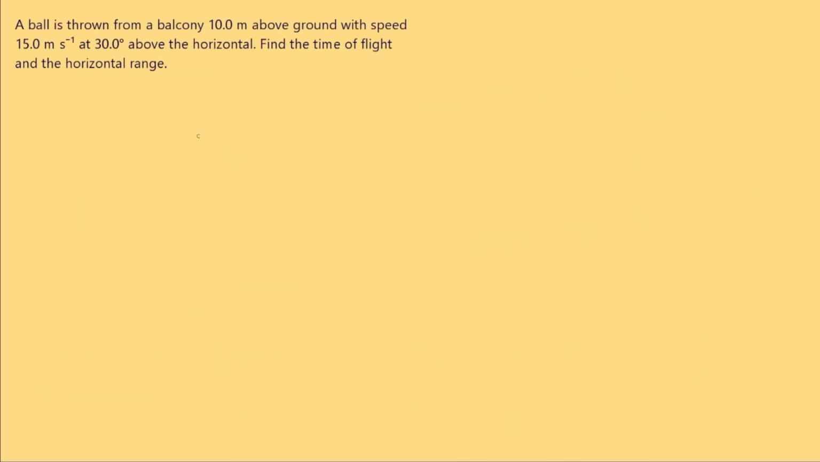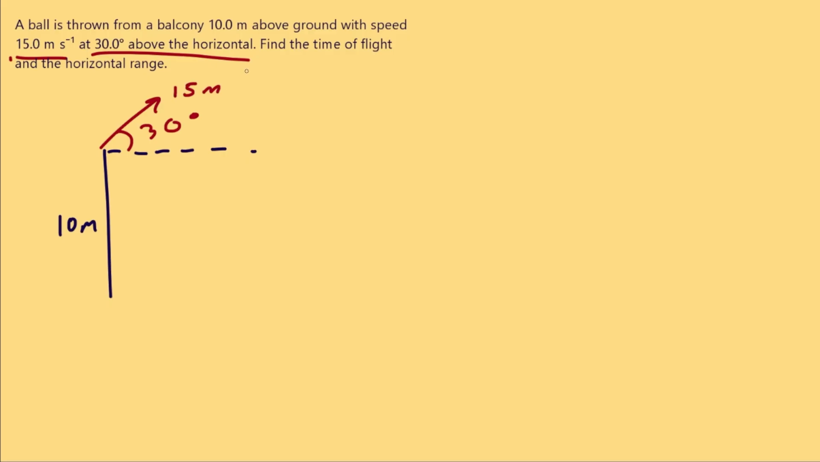Next problem. A ball is thrown from a balcony that is 10 meters above the ground with a speed of 15 meters per second at 30 degrees above the horizontal. So above the horizontal is, imagine a horizontal line, and you go up and up until you reach 30 degrees. That is our launch vector. So you notice this is different to the previous problems. It's not just something rolling off in a straight line. And we have to find two things: the time of flight, so how long it's in the air, and then the horizontal range.